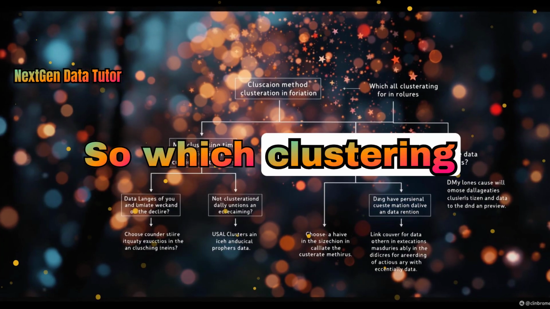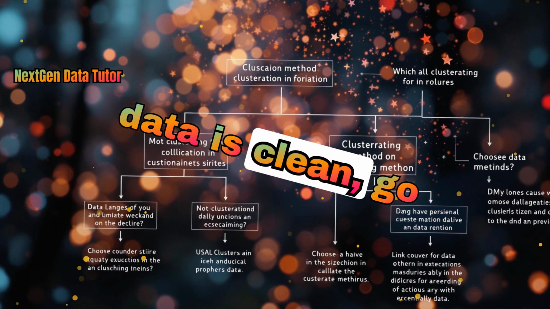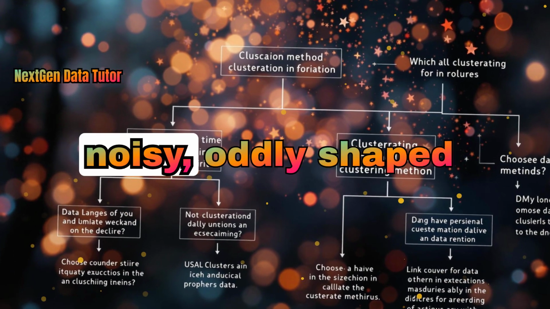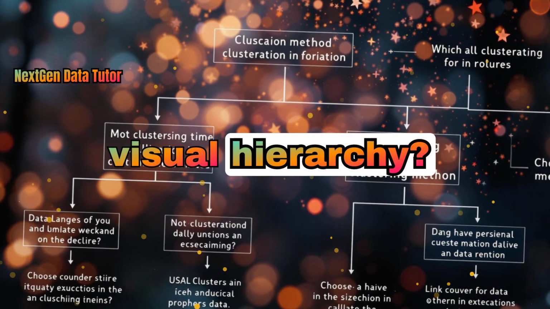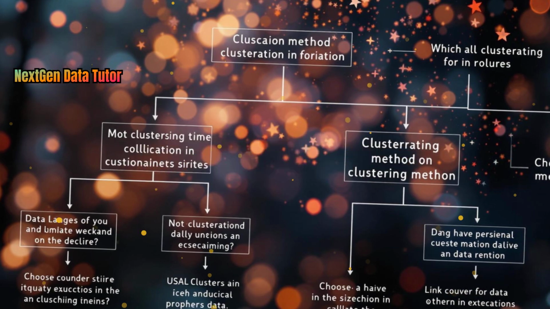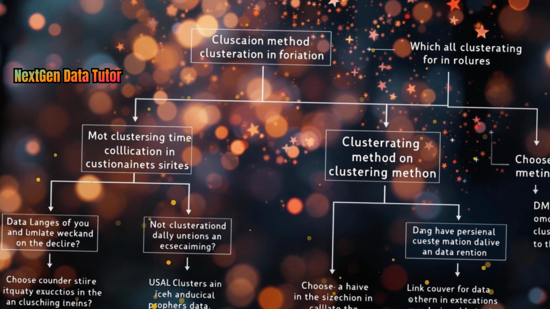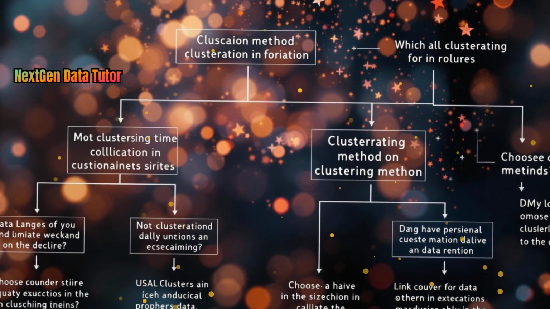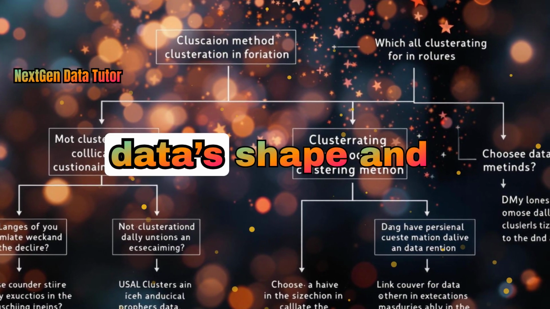So, which clustering method should you use? If speed matters and your data is clean, go with k-means. For noisy, oddly shaped data, DBSCAN shines. Want a visual hierarchy? Try hierarchical clustering. Need soft boundaries? GMM is your friend. And for complex, nonlinear data, spectral clustering is a game changer. The key is matching the method to your data's shape and story.